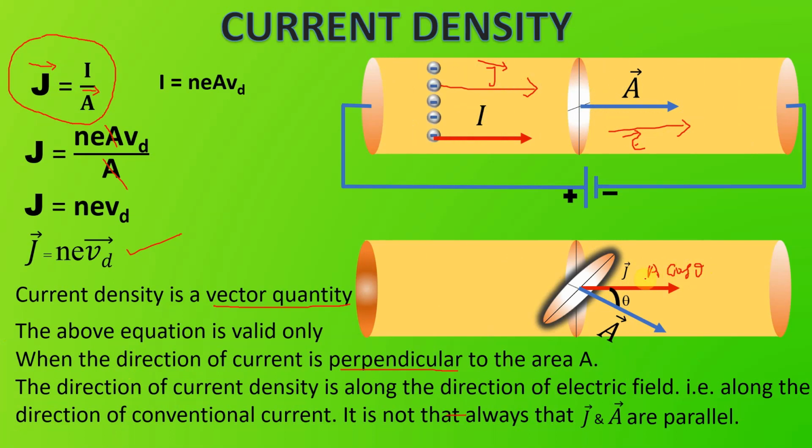So the magnitude of the j vector is j, so I can write I is equal to j a cos theta. This is a very, very important equation: I is equal to j a cos theta.